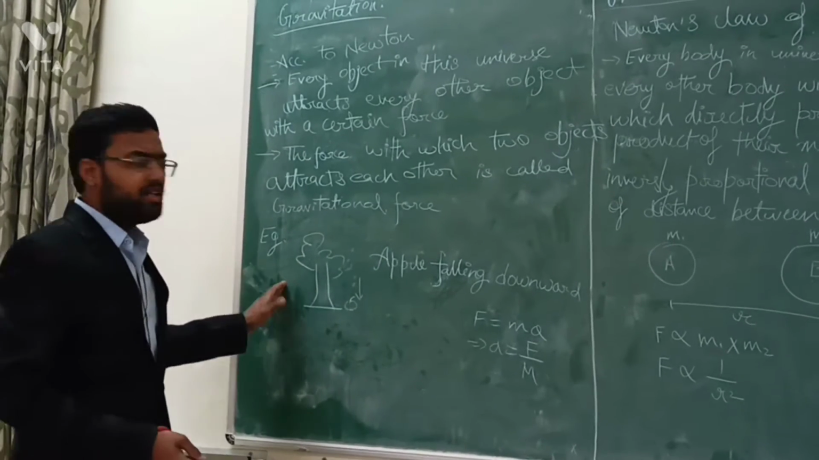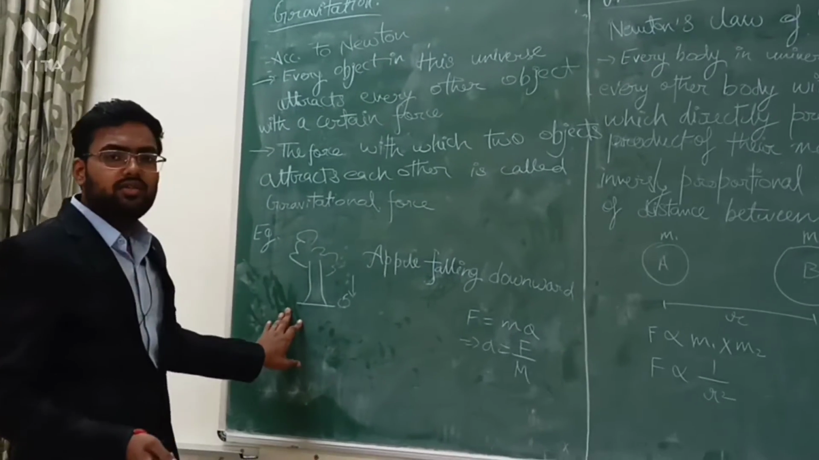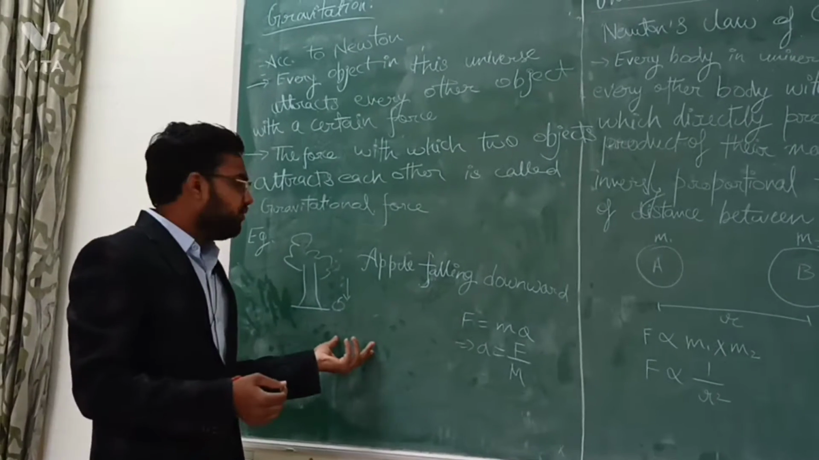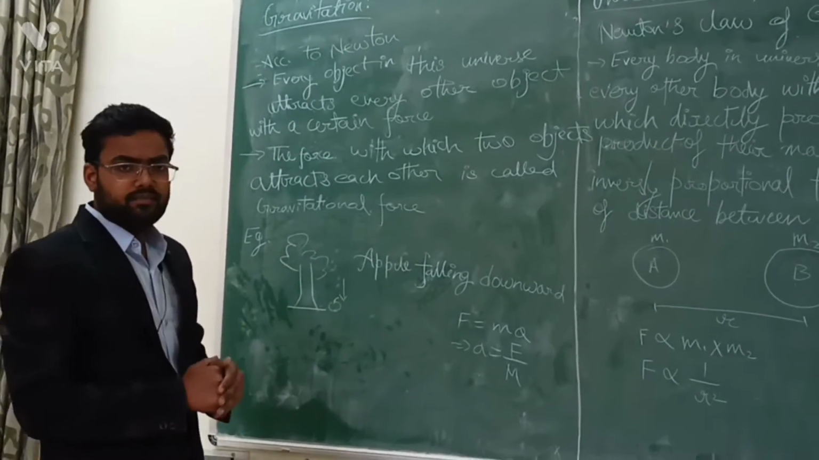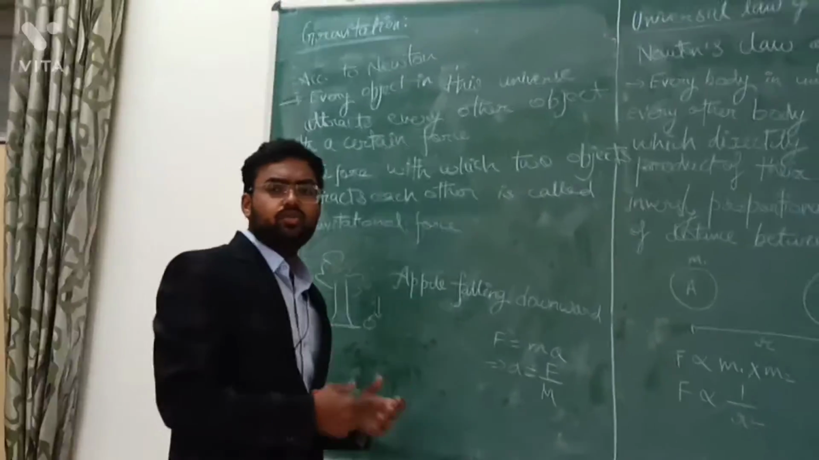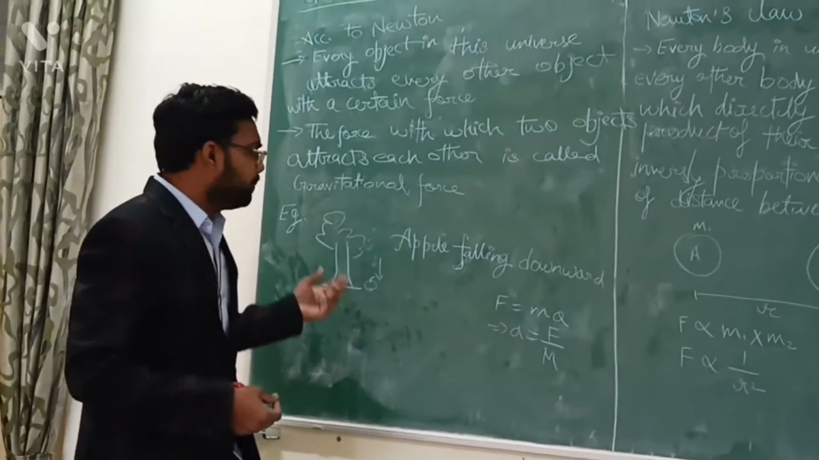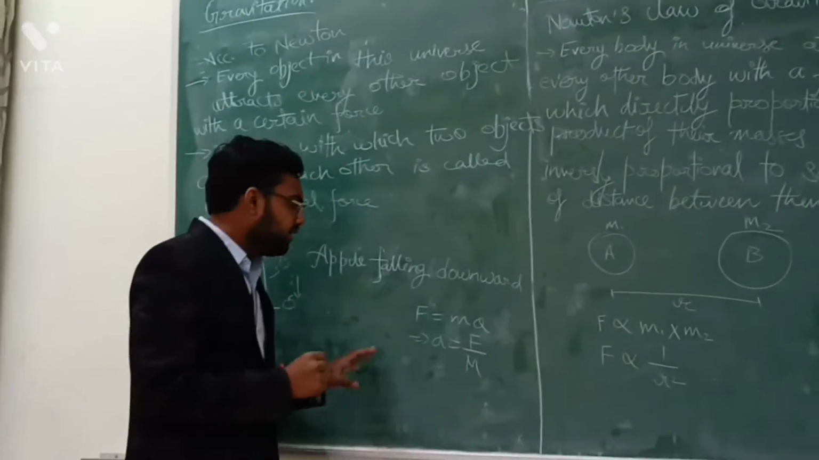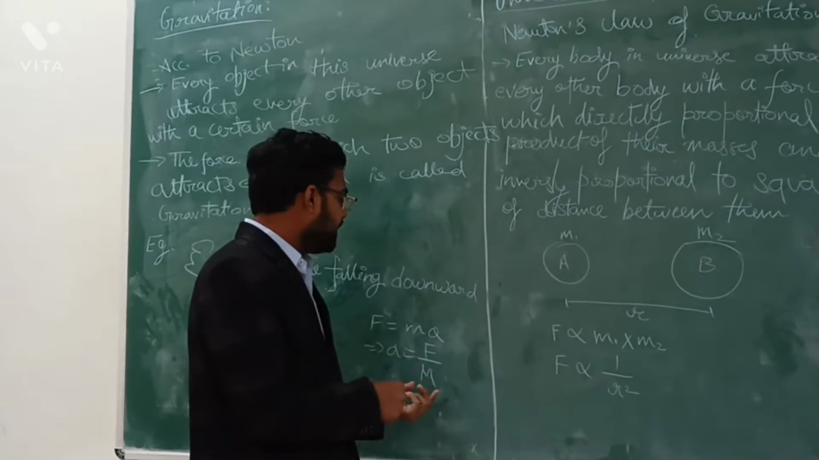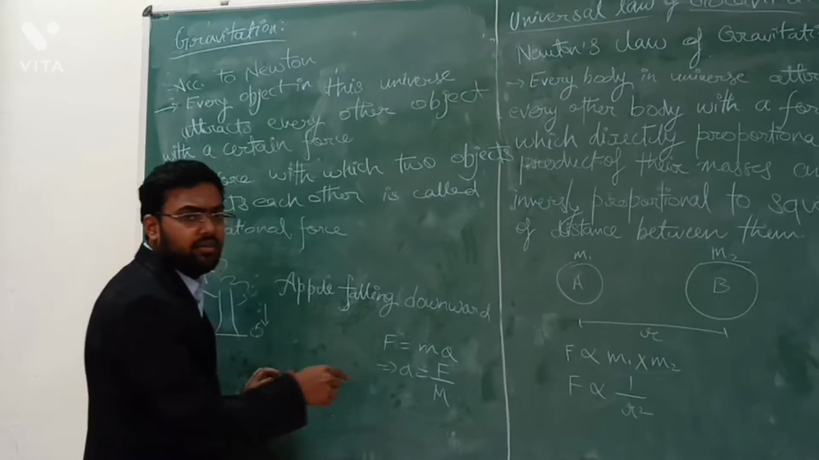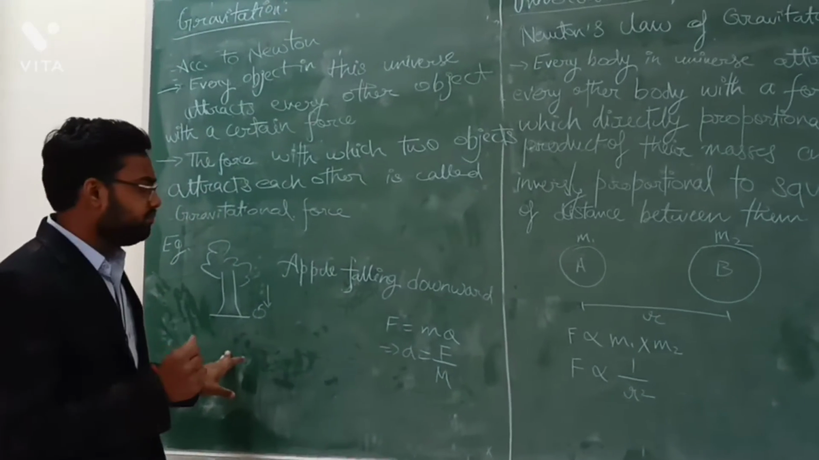Now, let us consider an example. Apple is falling from the tree because Earth exerts a force of attraction on the apple. But here is the question, why can the apple not attract Earth towards it? Because we know acceleration is equal to force upon mass, and the mass of the Earth is much greater than the mass of the apple. Therefore, acceleration becomes negligible here.